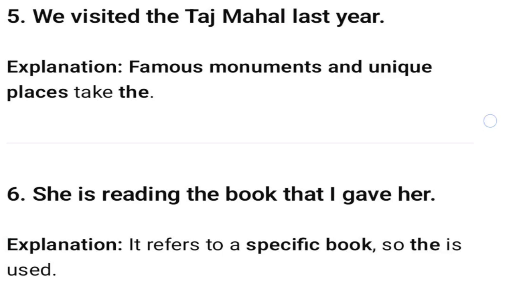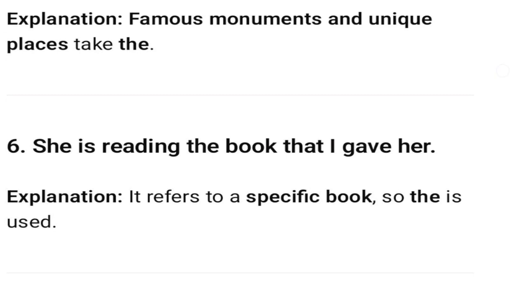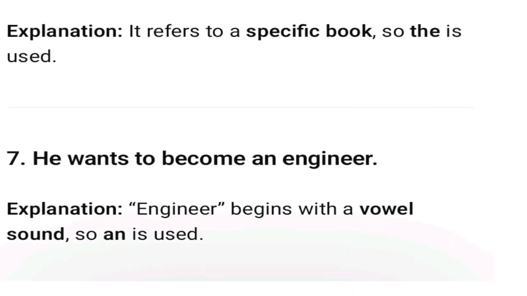Question 6 was, she is reading dash book that I gave her. Dash book, article will be the book. Why? Because it refers to a specific book. So the is used. The book that I gave her, we are talking about the book that has already been mentioned earlier. That book has now become specific and not random. We are not talking about any random book. We are talking about the specific book which I gave her, the book.